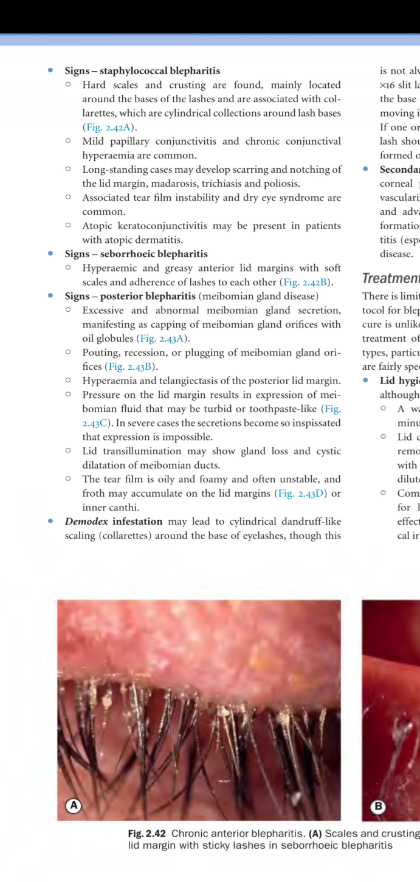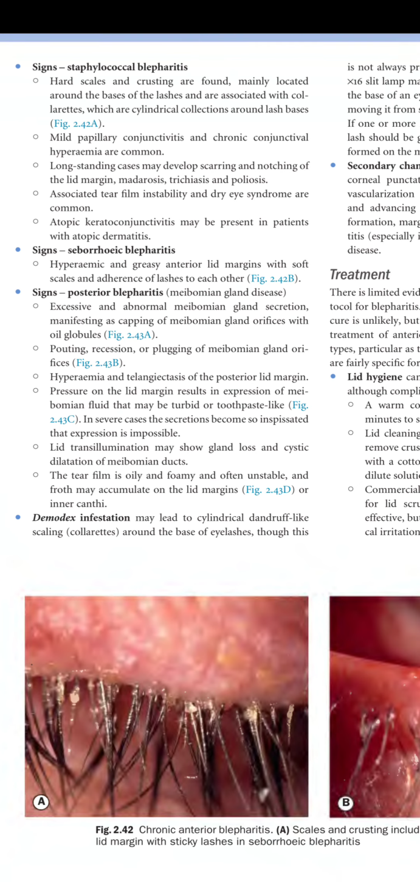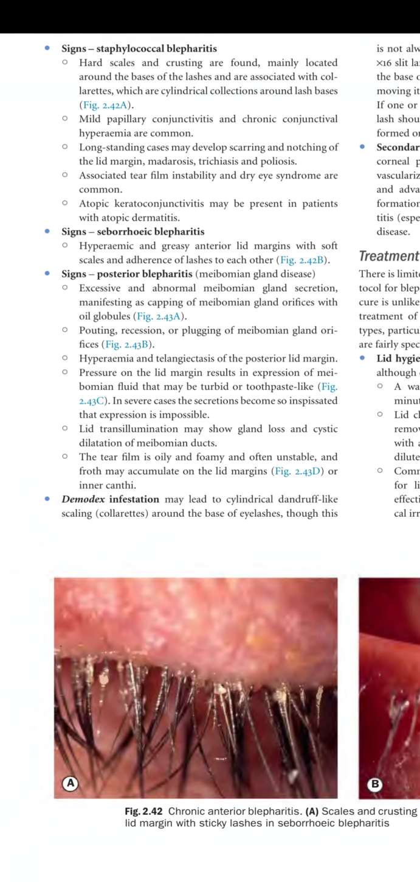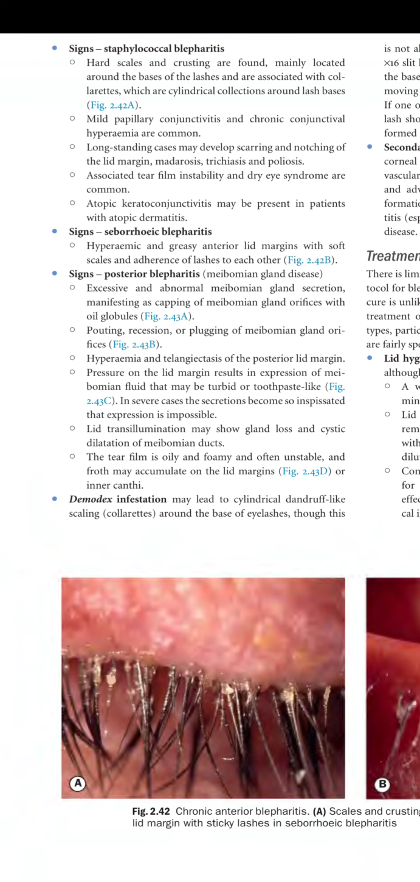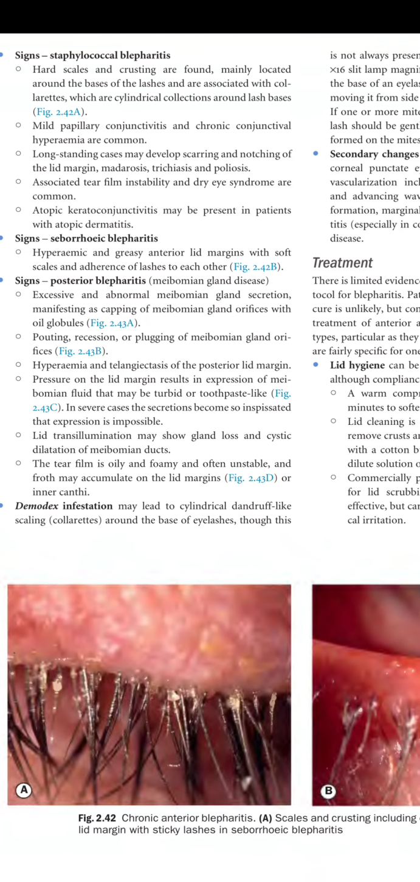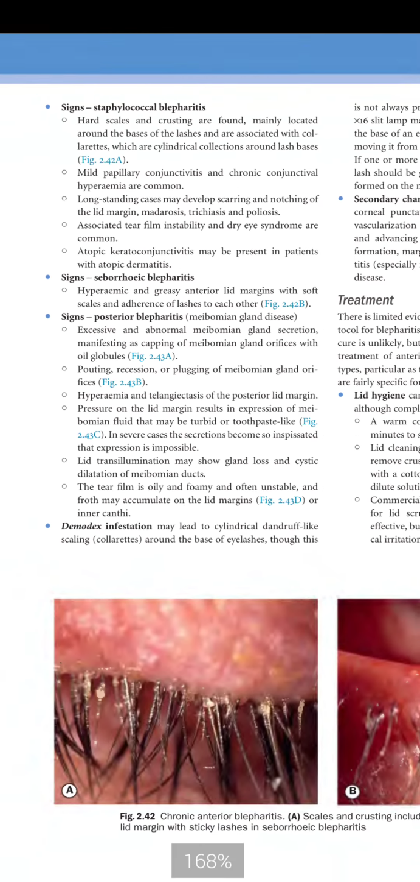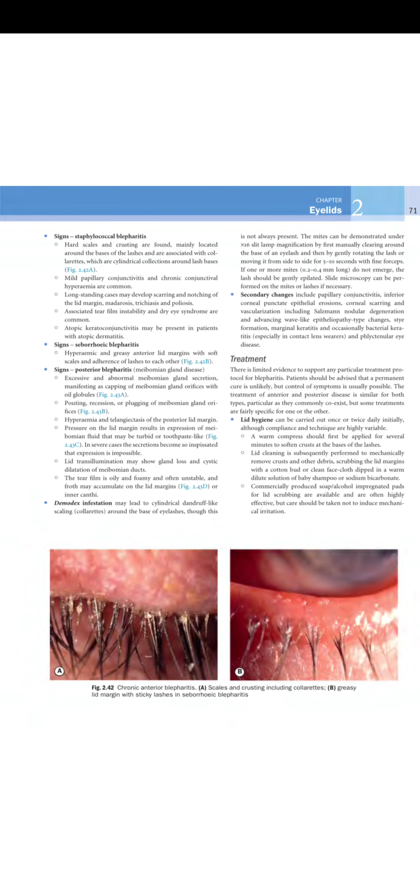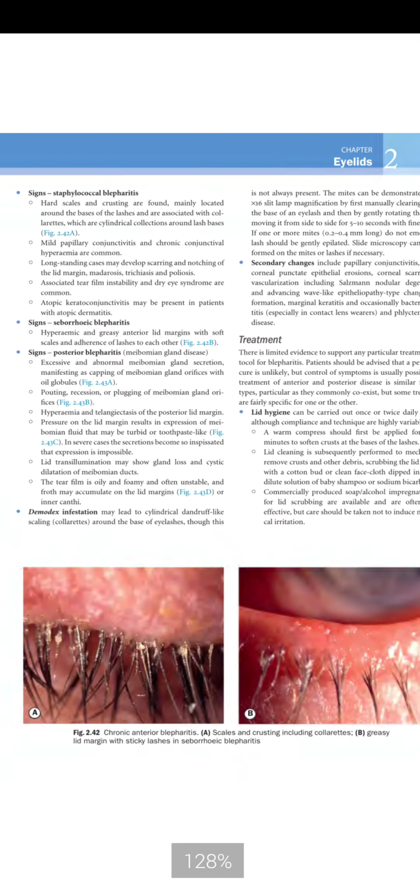The tear film is oily and foamy and often unstable, and froth may accumulate on the lid margin or inner canthi. So these are all the signs of the posterior blepharitis. Another is the demodex infestation. Basically, the demodex is a kind of mite that you may find on the lashes, and it can cause blepharitis with it.